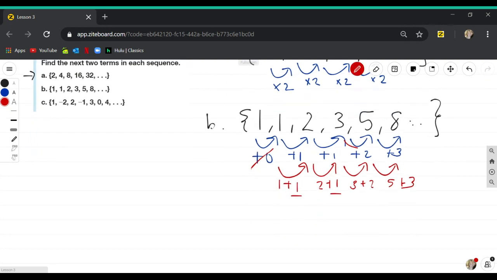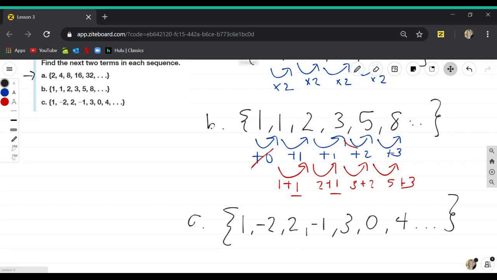So, let's take a look at number C. We're just looking at a pattern here. We're not really looking for a rule. C is 1, negative 2, 2, negative 1, 3, 0, 4, dot, dot, dot. Well, this one's a little bit more involved.